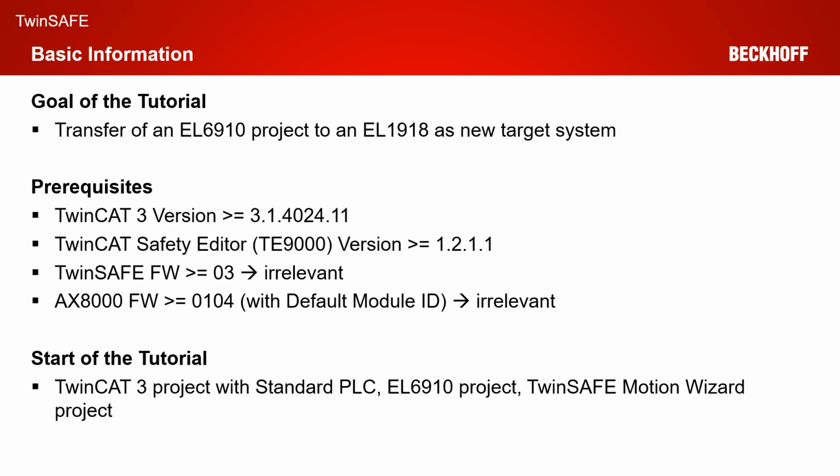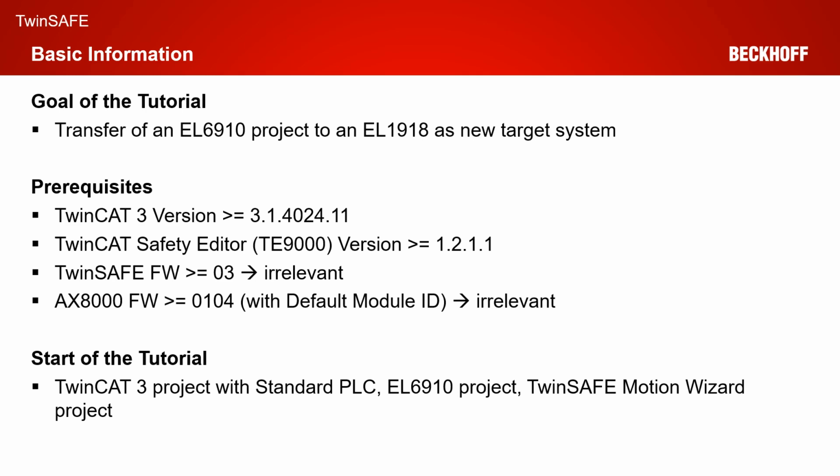As you see here, both the TwinSAFE firmware and the AX8000 firmware are irrelevant for today. We just mention it because we take that hardware for today's tutorial, but basically it's always the same no matter which targets you are using. If you are using an EL6910 communicating with an EL1904 or EL2904, it's always the same procedure.